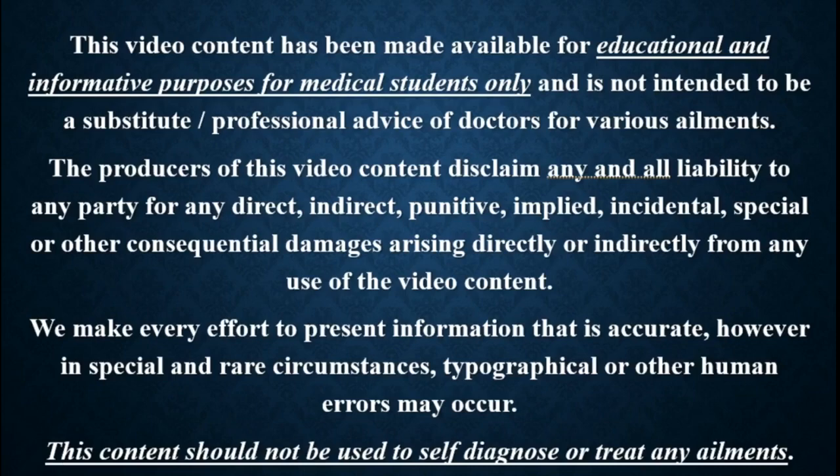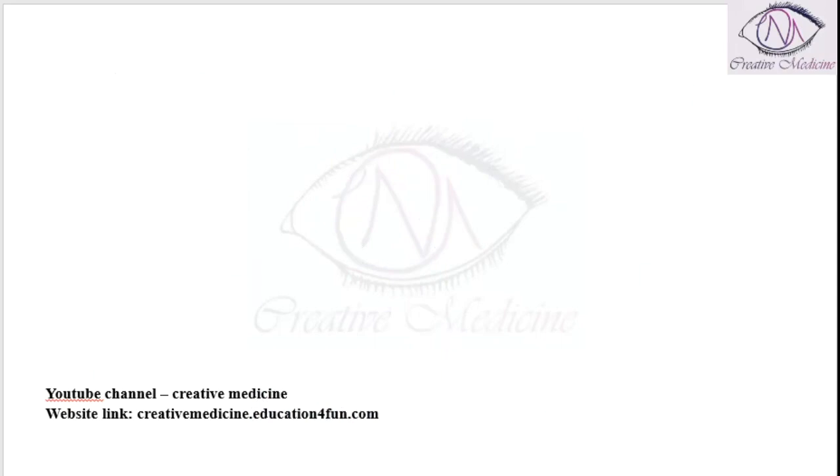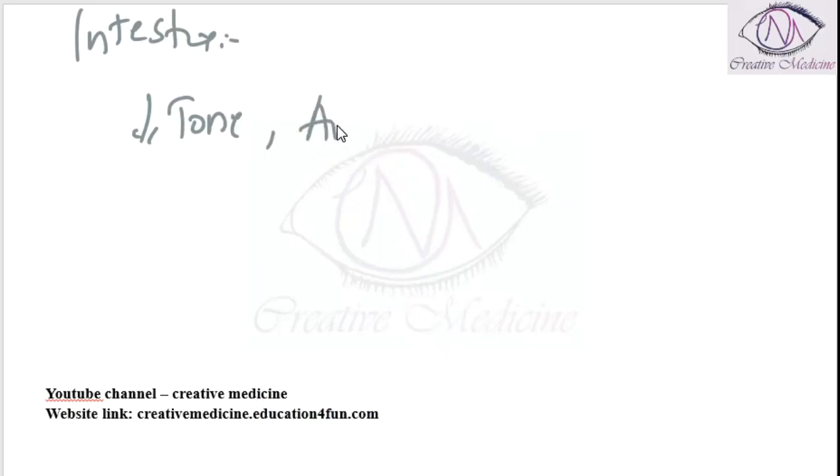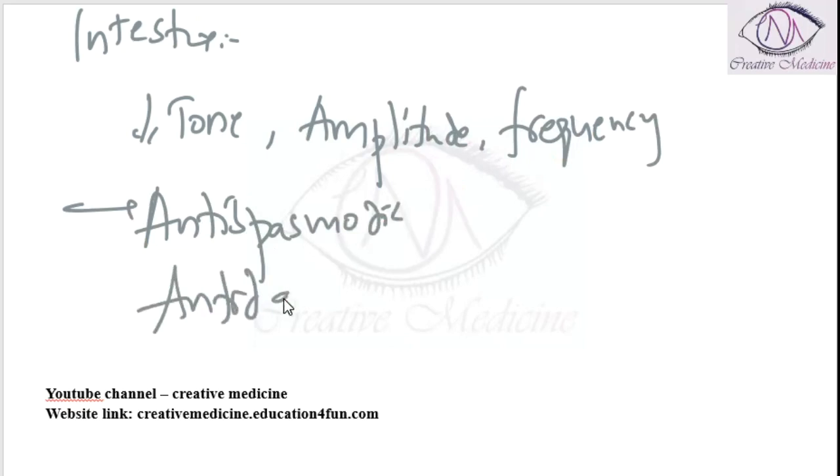In this lecture, we will learn about the effect of atropine on the intestines. On the intestines, atropine will decrease the tone of the intestine, the amplitude, and even the frequency of intestinal motility is decreased. These anticholinergic drugs are antispasmodic drugs and they are anti-diarrheal drugs.